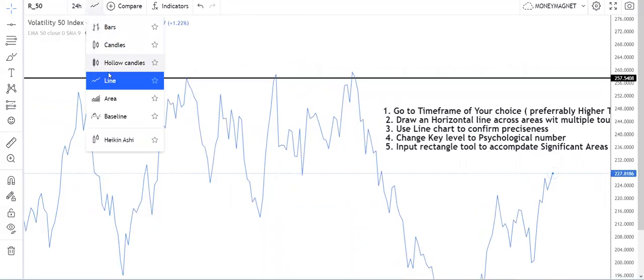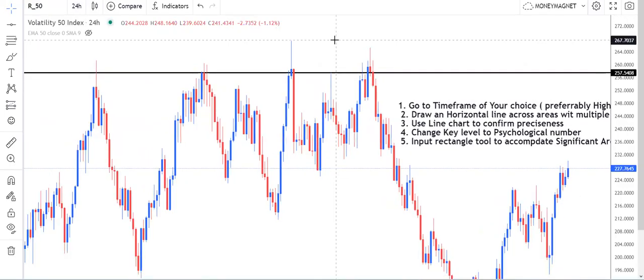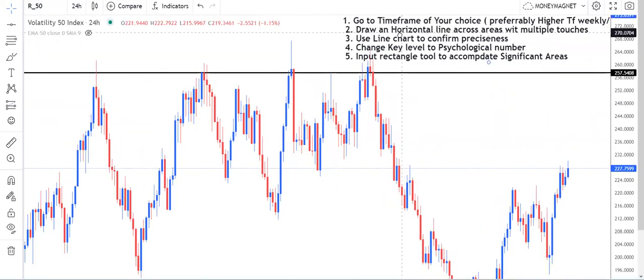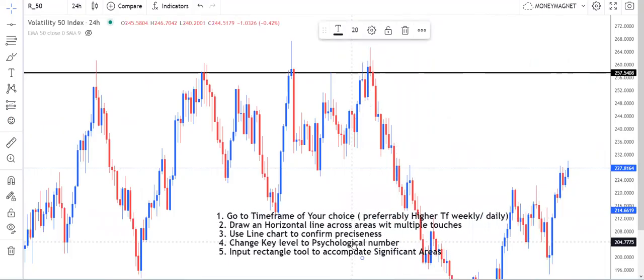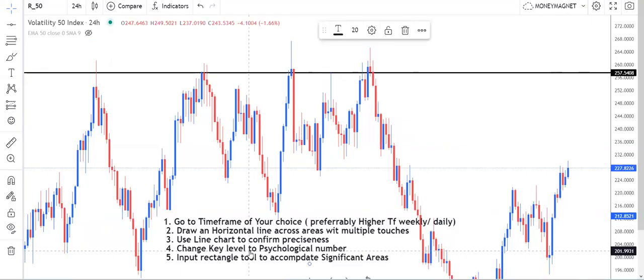Then you're moving back to the candlestick. And then next on the list is, change key level to psychological number. Now, guys, number 4 on the list is not compulsory. It's something I like to do every now and then.